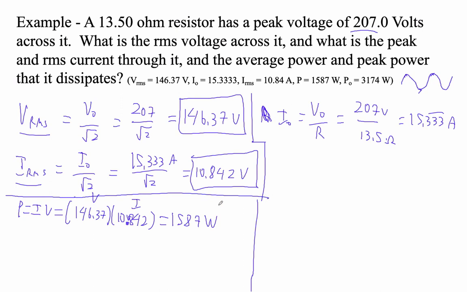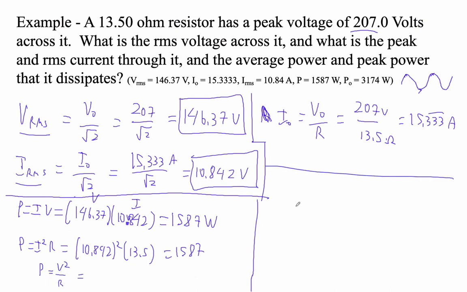The other way I could have done this is I could have said power is I squared R, and I would use the RMS current. So 10.842 squared times 13.5. All right, let's find that. There it is. Boom. I get exactly the same thing, 1587. I could also find it as power is V squared over R, but I know you've got other things to do, so try that.